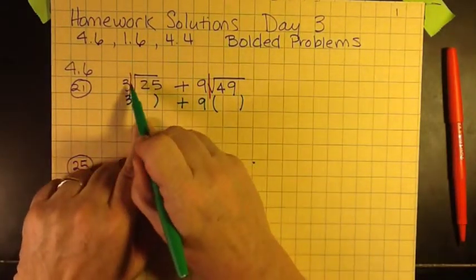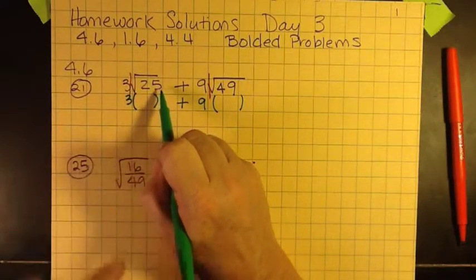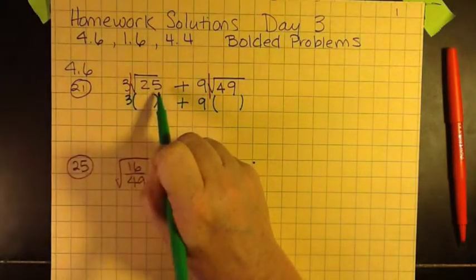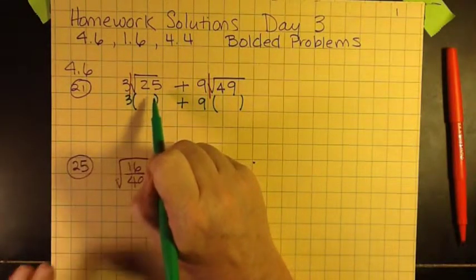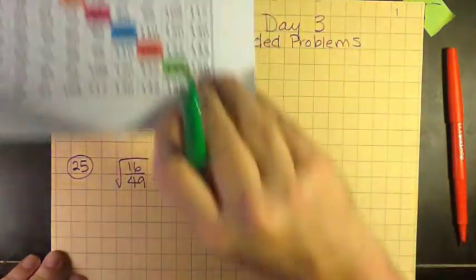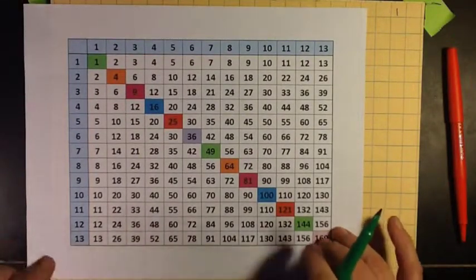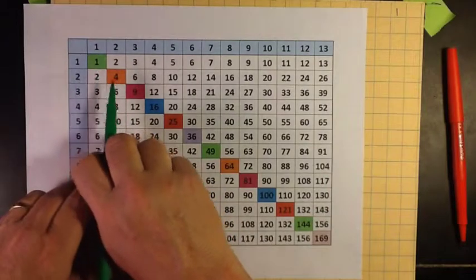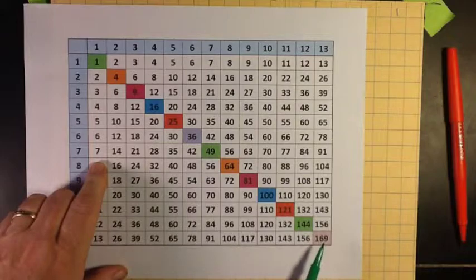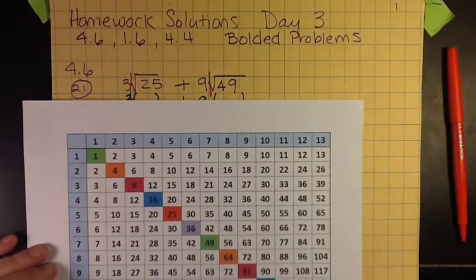Now, with square root, this is asking you to take 25 and decide what number times itself will make 25. You can either rely on your memory, which would be fantastic, or you can guess and check, or better, you can take a look at your multiplication chart, where I've highlighted the different perfect squares in colors. So our first one is the square root of 25.